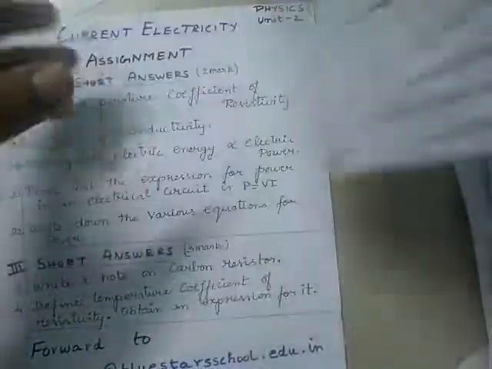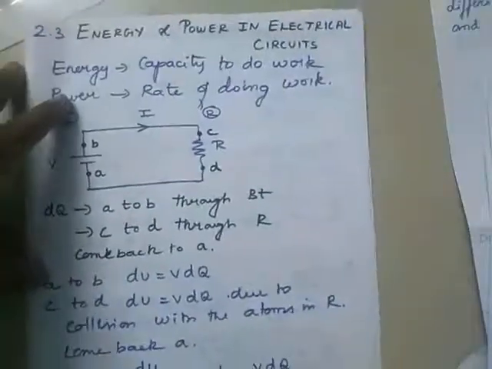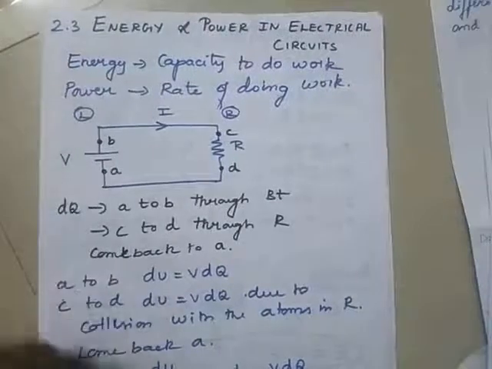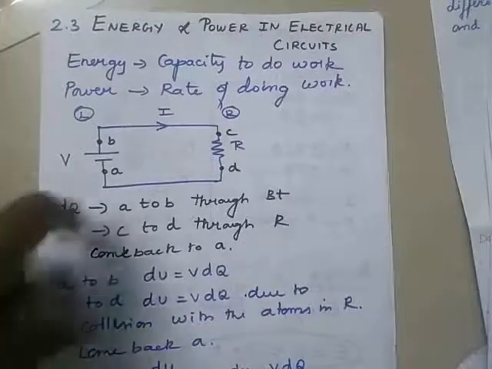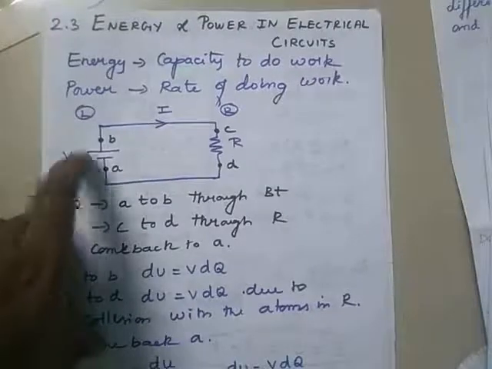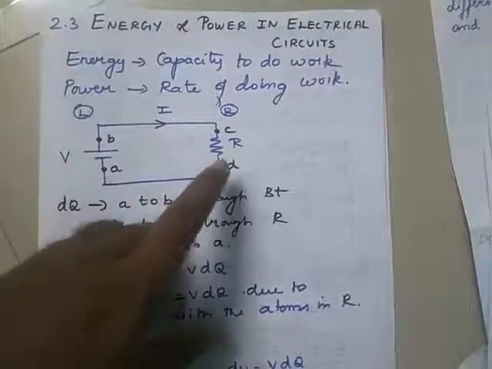Then our next topic, power and energy. Listen, we know energy is the capacity to do work and power is the rate of doing work. Here I consider an electrical circuit consisting of a battery and a resistor.